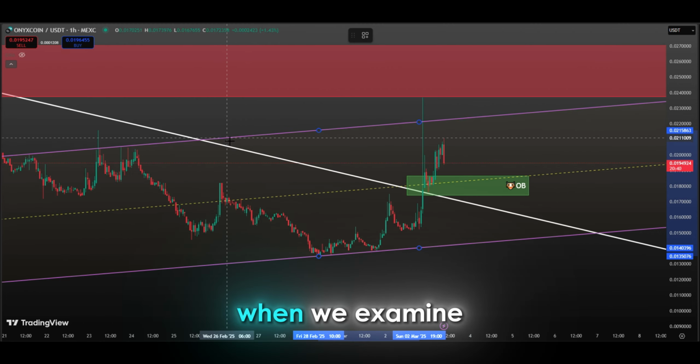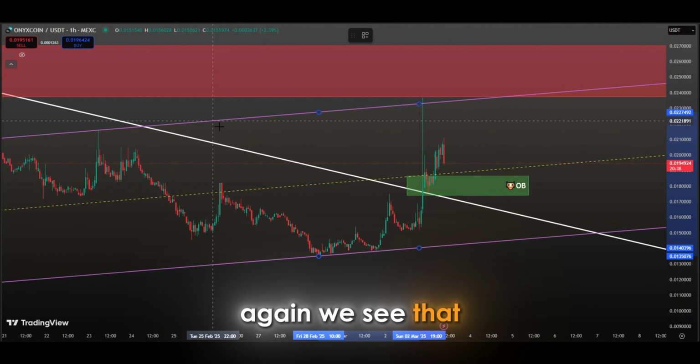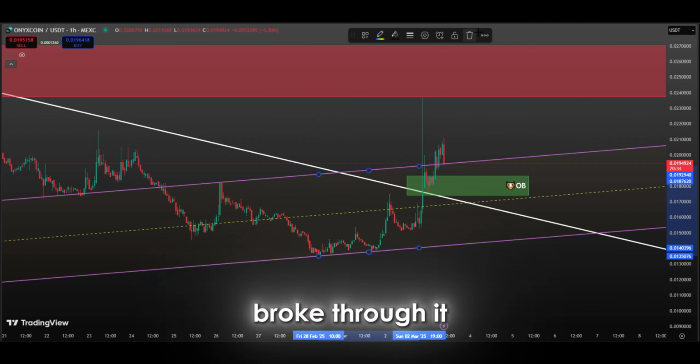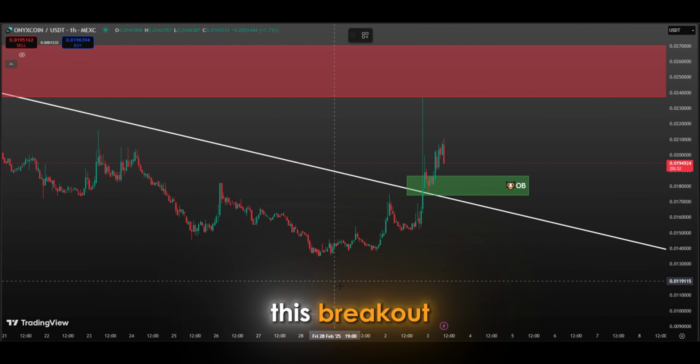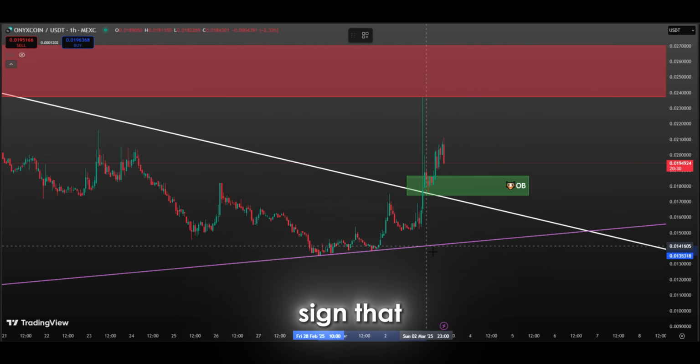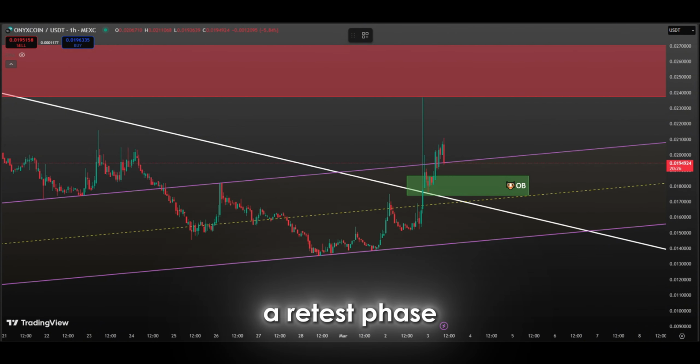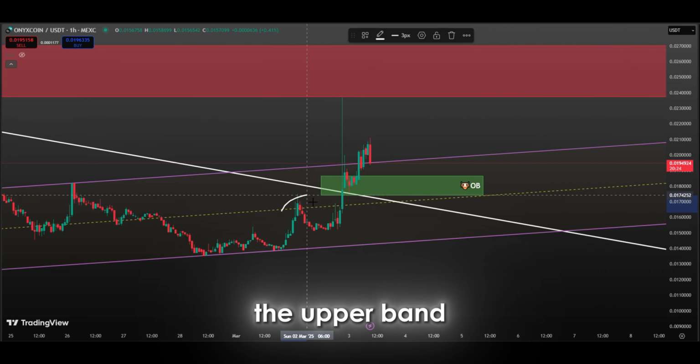Now, when we examine the same ascending channel structure again, we see that the price made a strong rise towards the upper band of the channel and broke through it. This breakout can be considered as an important sign that the uptrend is still continuing. However, the price is now in a retest phase, pulling back to the upper band of the channel.